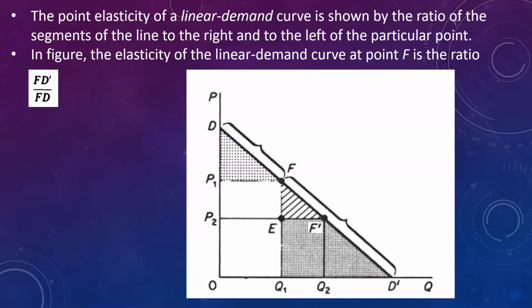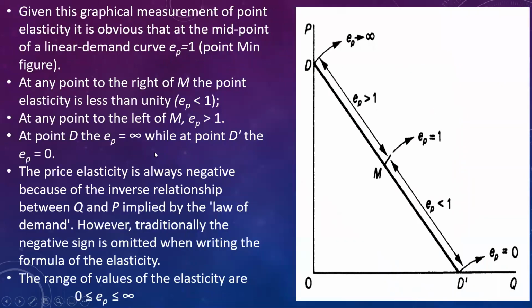The point elasticity of a linear demand curve is shown by the ratio of the segment of the line to the right of the point divided by the segment to the left of the point. If you consider point F on the graph, to the right of the point we have FD' divided by FD. This is the formula for calculating point elasticity if the demand curve is linear. So the point elasticity on the demand curve at point F is given by FD' divided by FD.